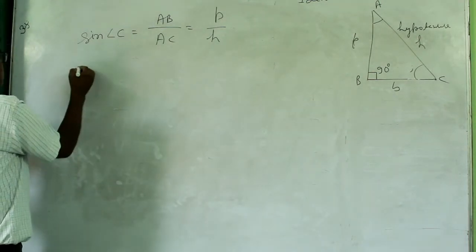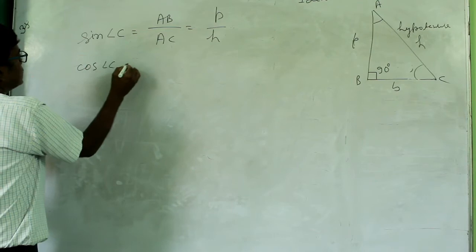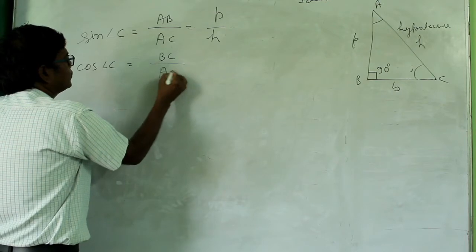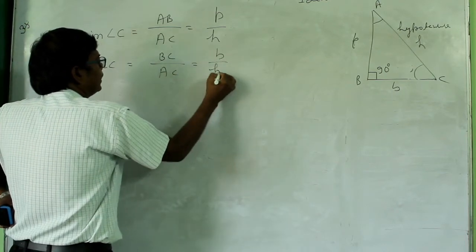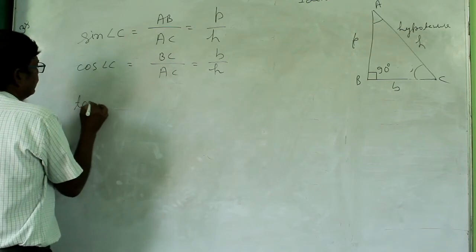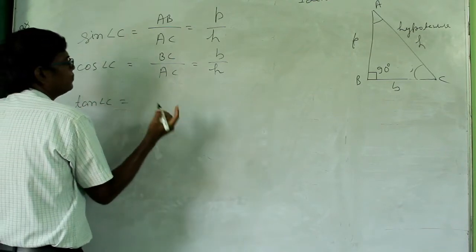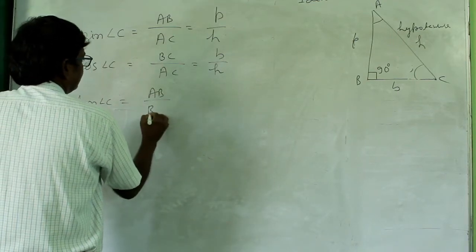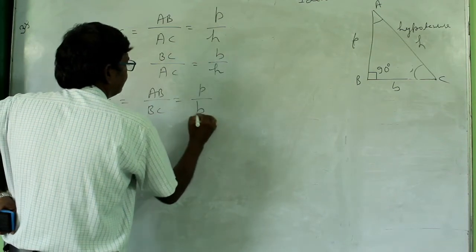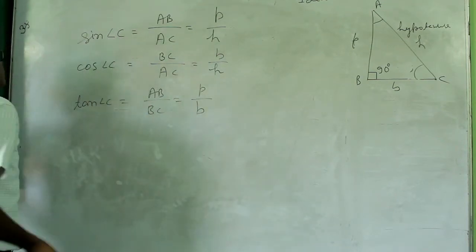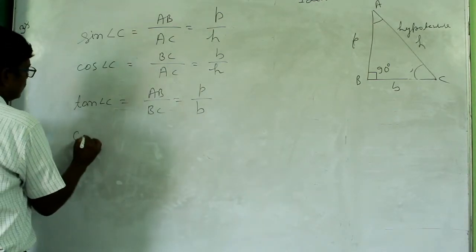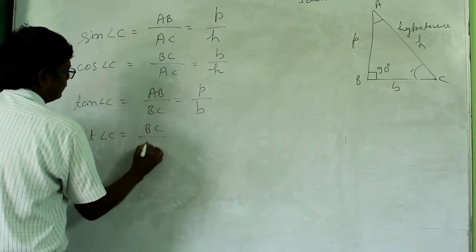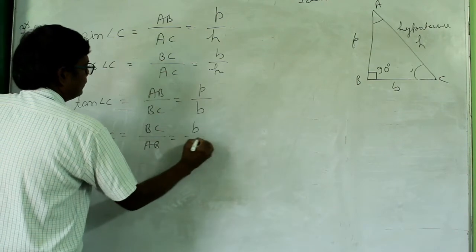Then the next is cos of angle C. Cos of angle C will be equal to BC, that is base by hypotenuse, B by H. Then you have tan. Tan of angle C will be equal to AB by BC, that is perpendicular by base. And then the opposite of tan is cot. Cot of angle C is equal to BC by AB, that is B by P, base by perpendicular.